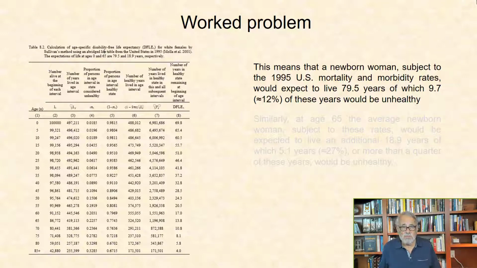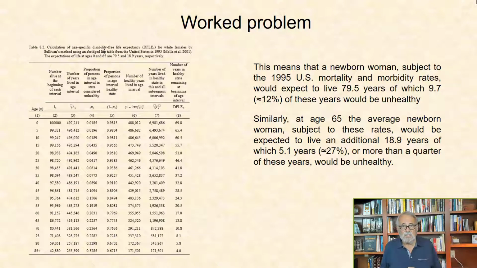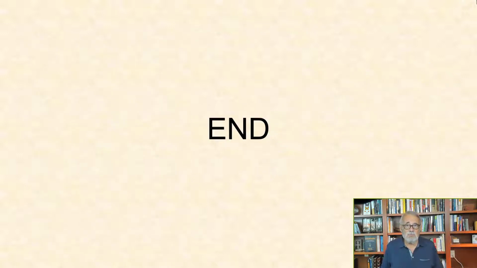Similarly, at age 65, the average newborn woman, subject to these rates, would be expected to live an additional 18.9 years, of which 5.1 years, or around 27%, or more than a quarter of these years, would be unhealthy. This ends Module 8.6 on health demography, concerned with concepts in a model of health expectancy.